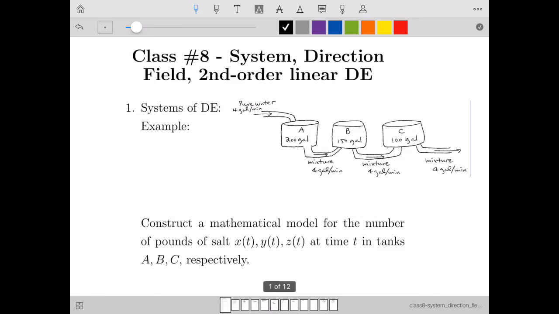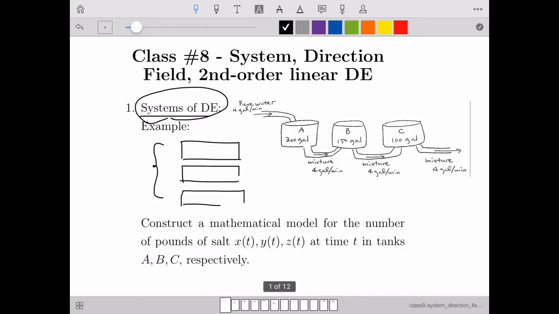Class number 8: systems of differential equations, direction fields, and second order linear DEs. So, systems of DEs. What is a system of DEs? It is more than one differential equation, so it is called a system of DEs.